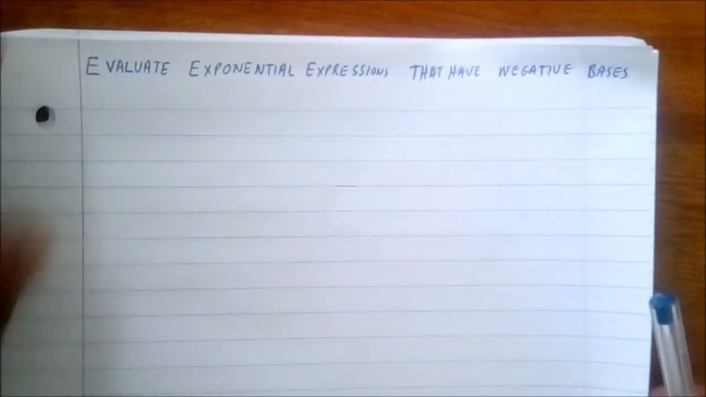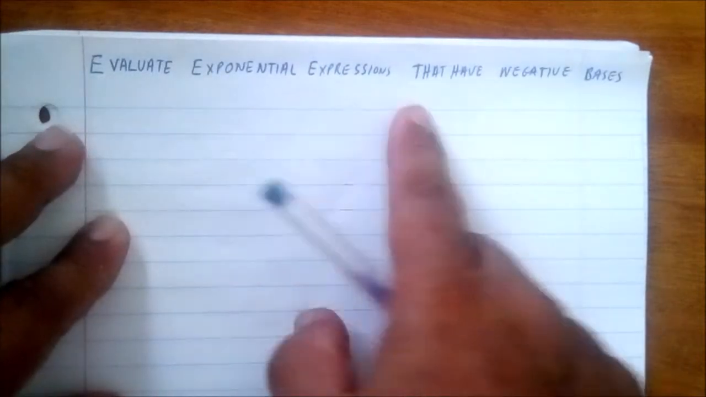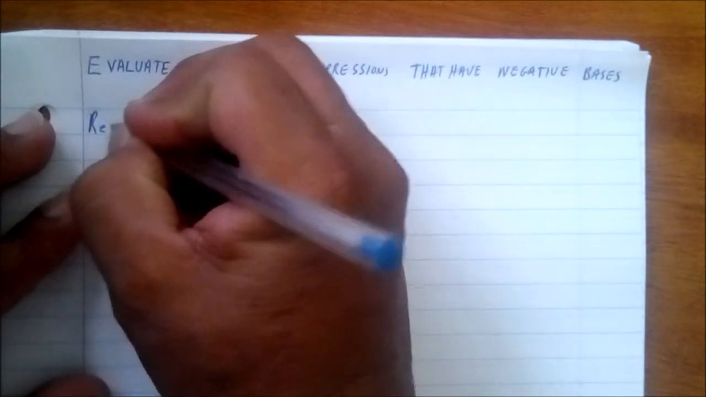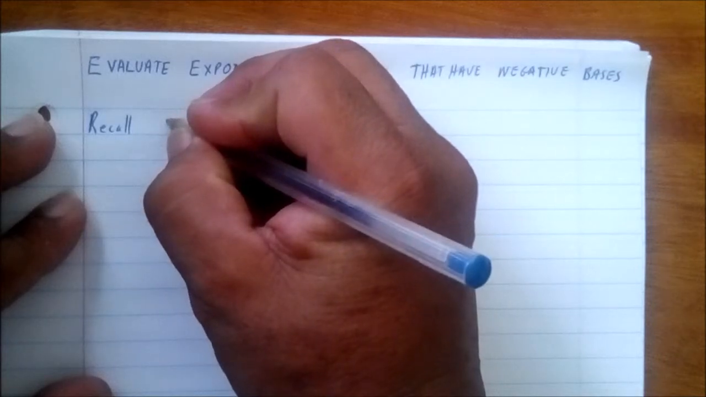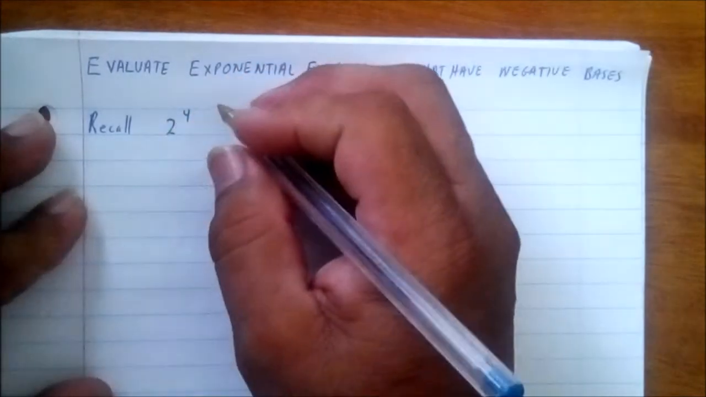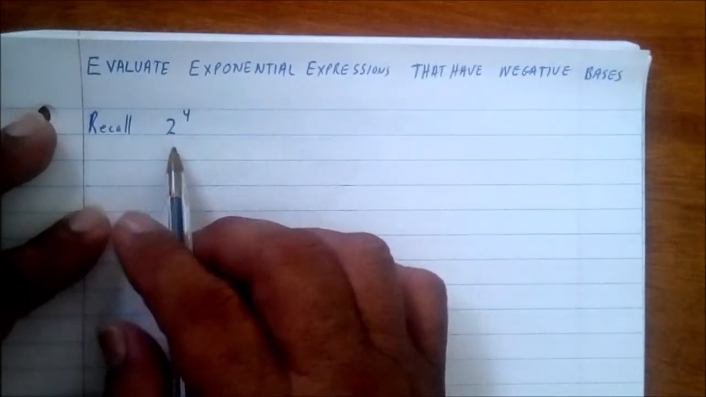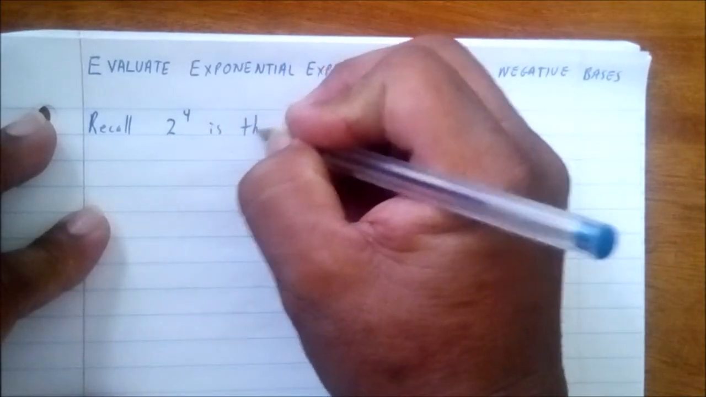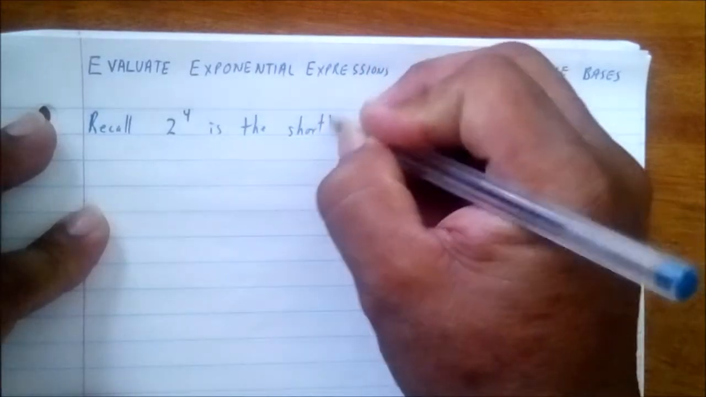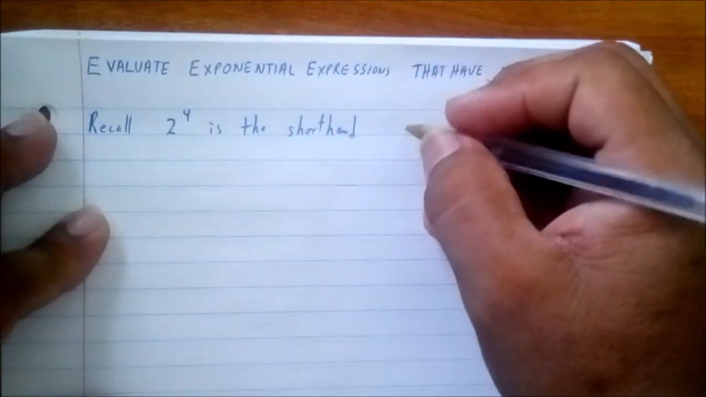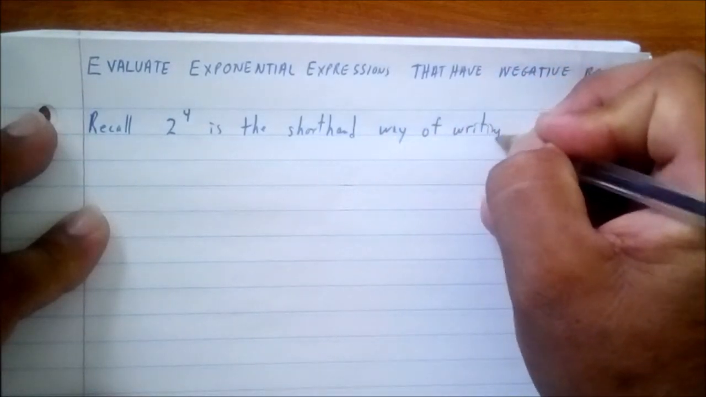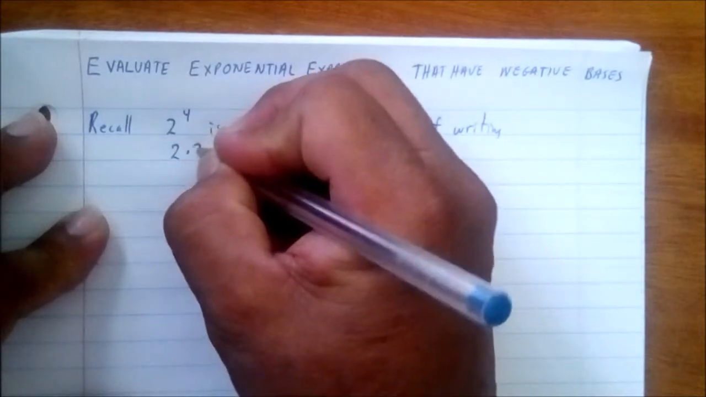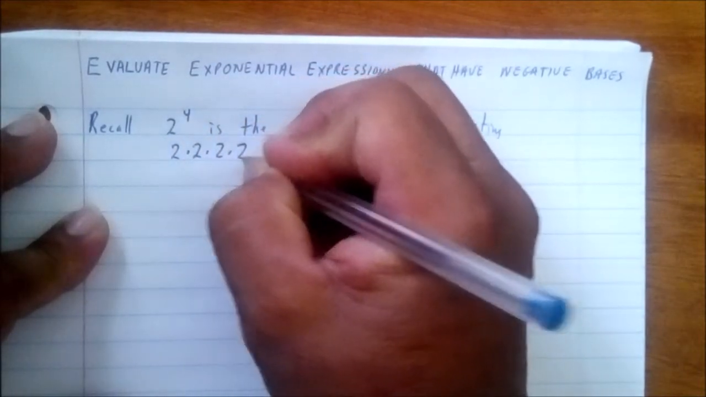Okay, in this part of the video, we'll be evaluating exponential expressions that have negative bases. Now, I want us to recall, first of all, that 2 to the fourth is the shorthand way of writing 2 times 2 times 2 times 2.